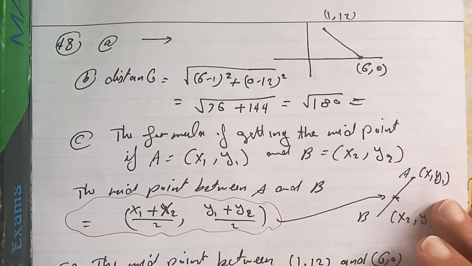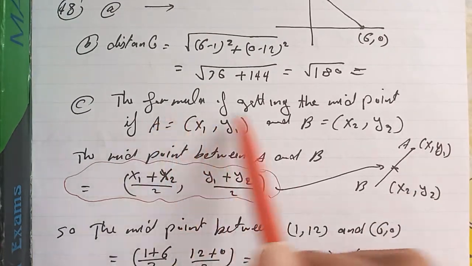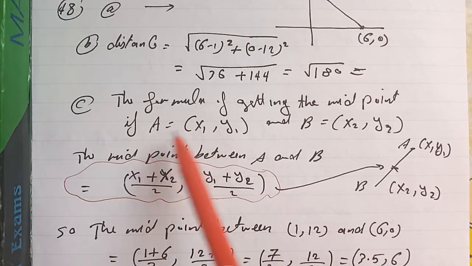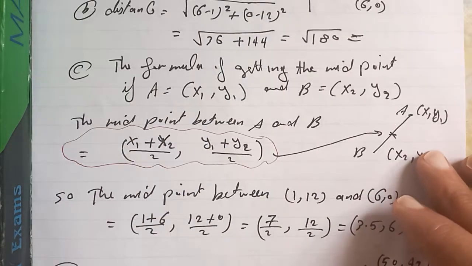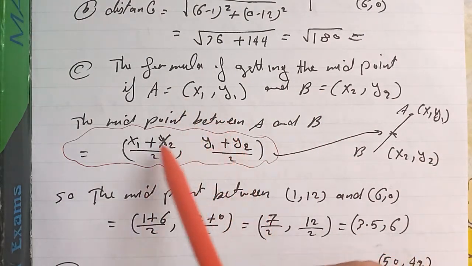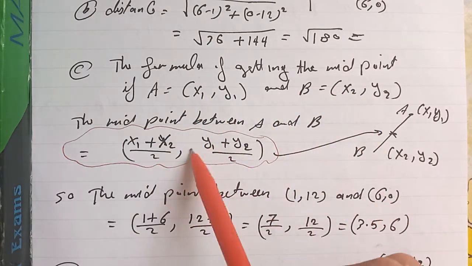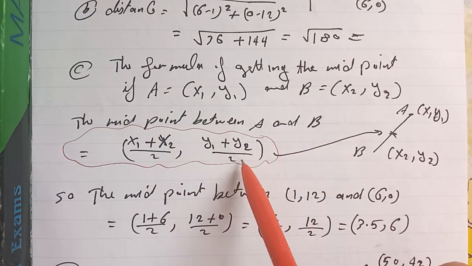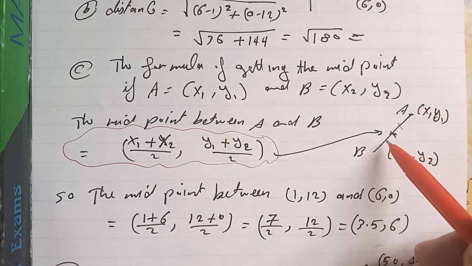How can you get the midpoint? There is a formula for the midpoint. It says that if you have 2 points A (x1, y1) and B (x2, y2), the midpoint between A and B is the average: (x1 plus x2) over 2 and (y1 plus y2) over 2. So this is the midpoint, meaning the point in the middle.